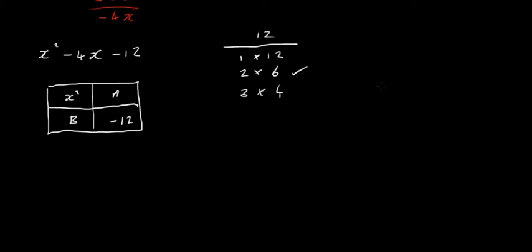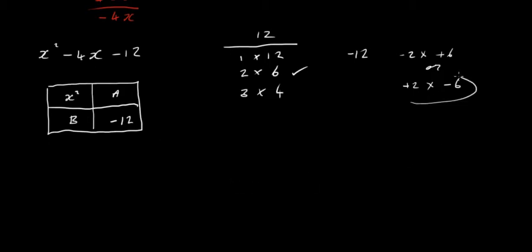So what would we need? We would actually need to get a minus 12. To get a minus 12 we would need a plus and a minus. So we would need a minus 2 times a plus 6, or we would need a plus 2 times a minus 6. But if we look at the one in the middle here, we actually need a minus 4x.